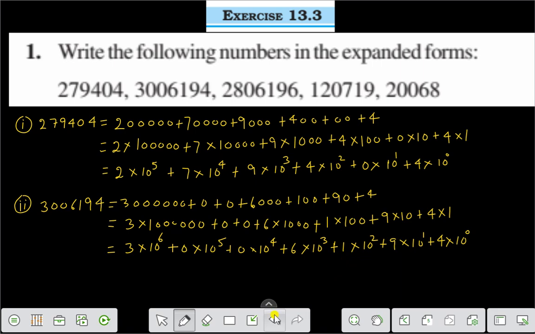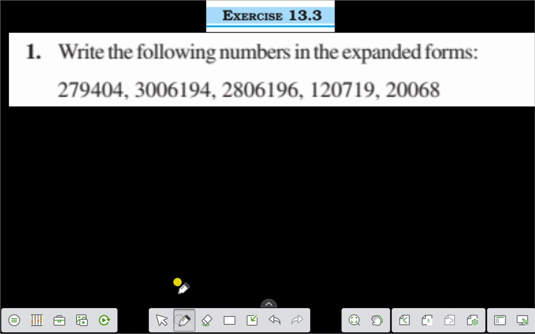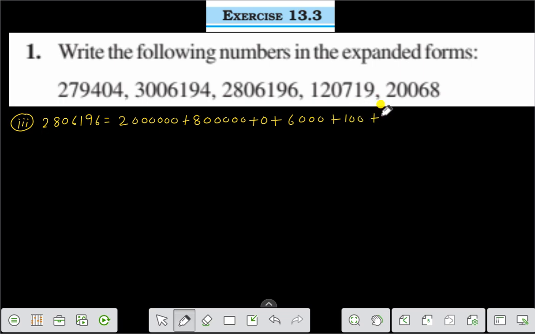Now we'll solve question number 3. Question number 3 is this one: 280,6196. It is written as 2, how many digits? 1, 2, 3, 4, 5, 6, plus 8, 1, 2, 3, 4, 5, plus 0, plus 6 with 3 zeros, 1, 2, 3, plus 100, plus 90, plus 6.